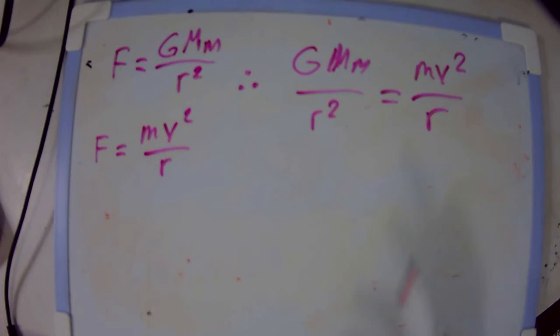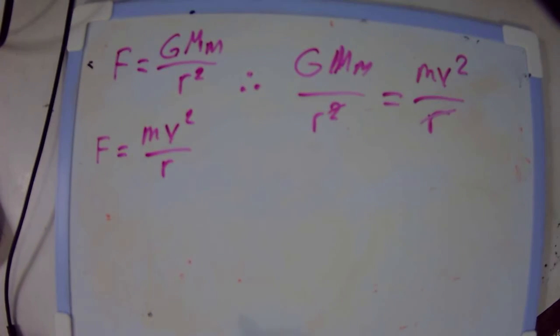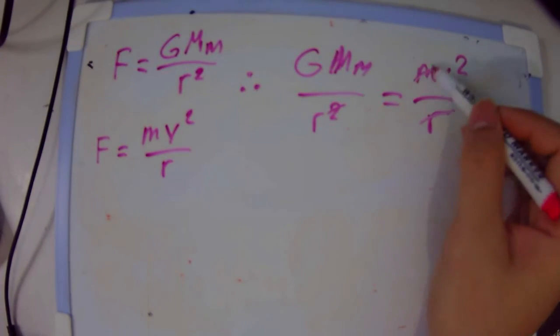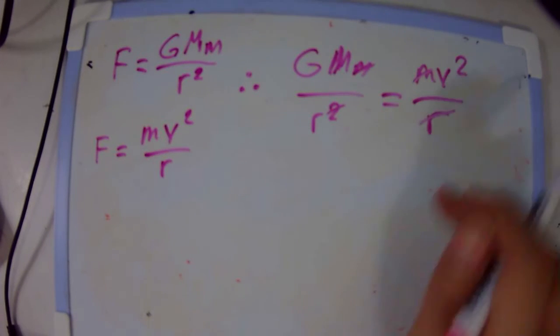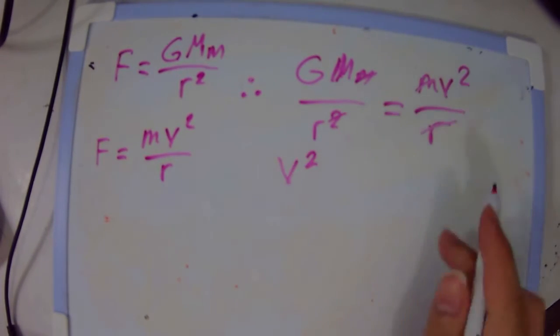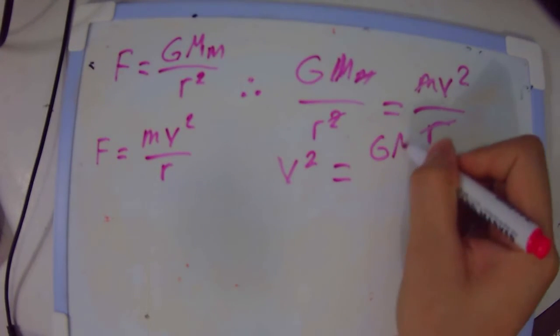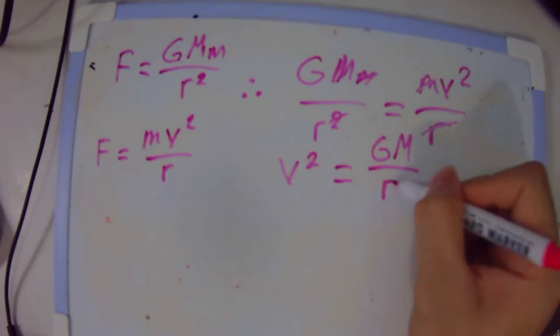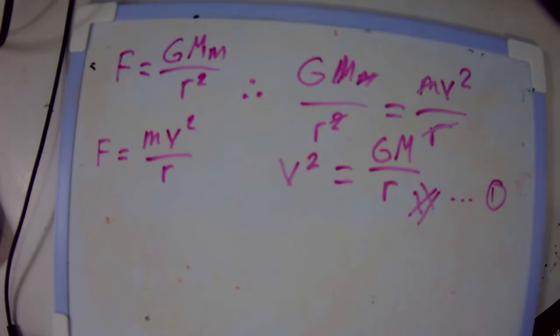Now, if we rearrange it, we can cancel this one out, and cancel this one out. So what do we have left? If we make V squared on one side, we can rearrange it and end up with this formula: V squared equals GM over R. So this is the first step basically.